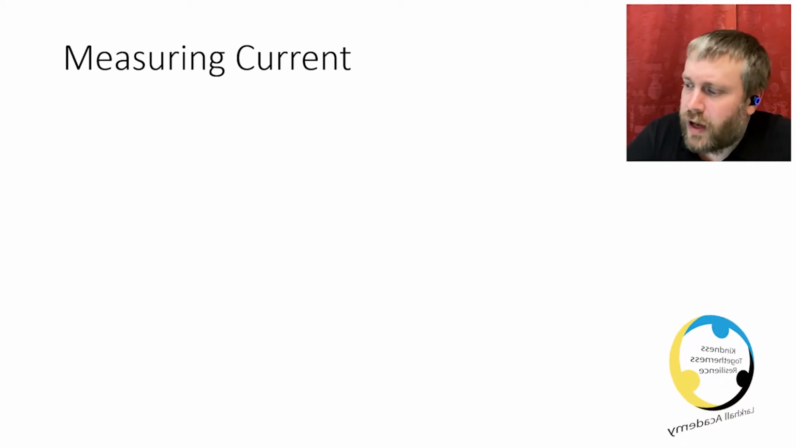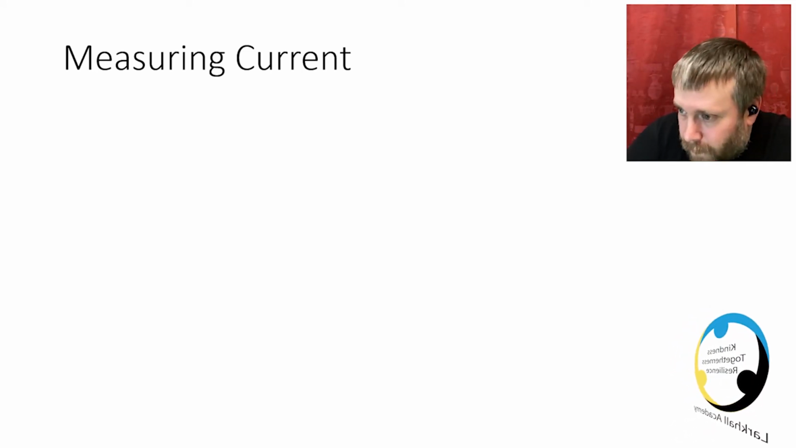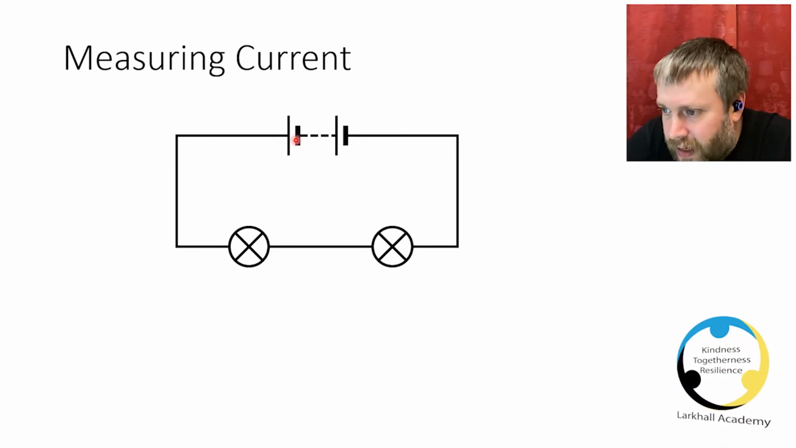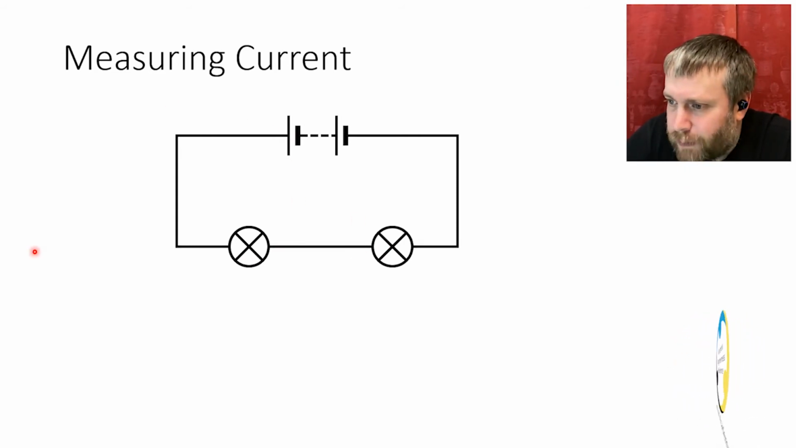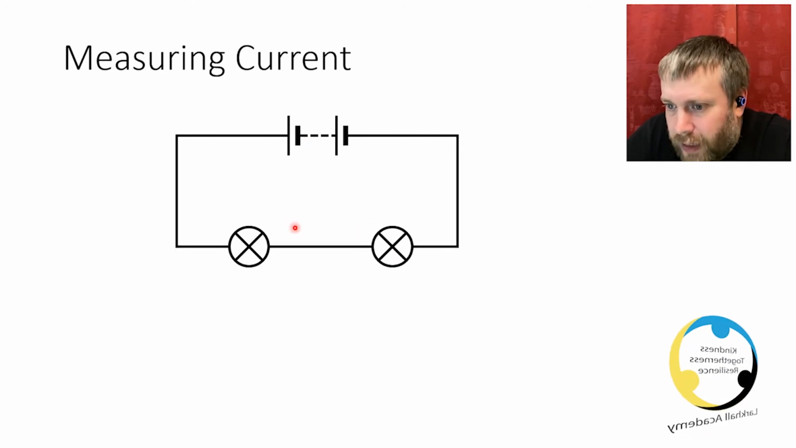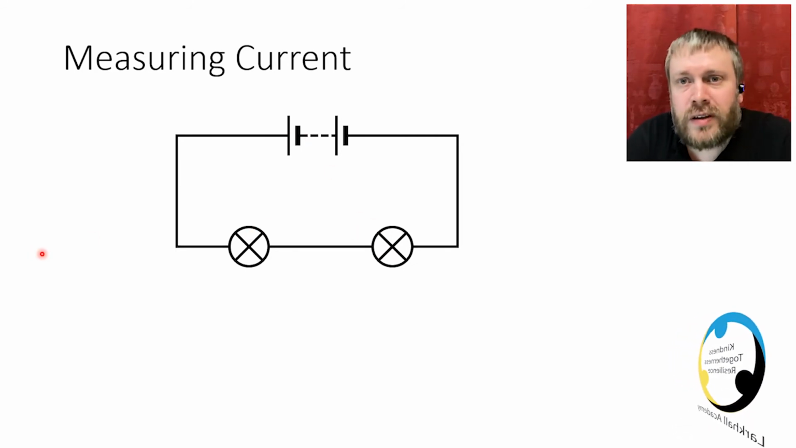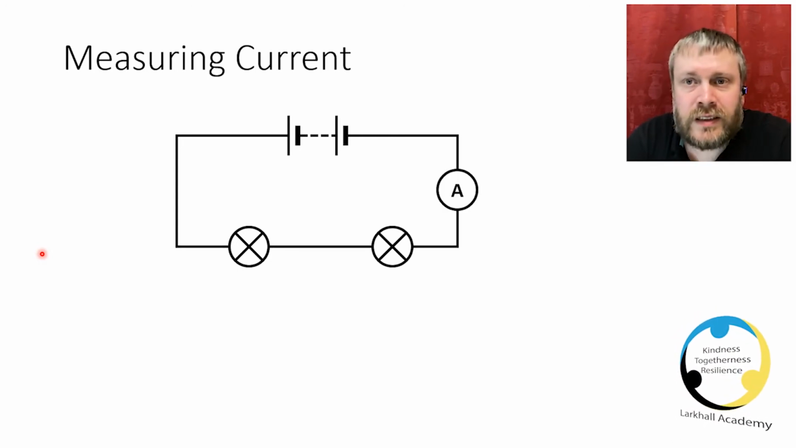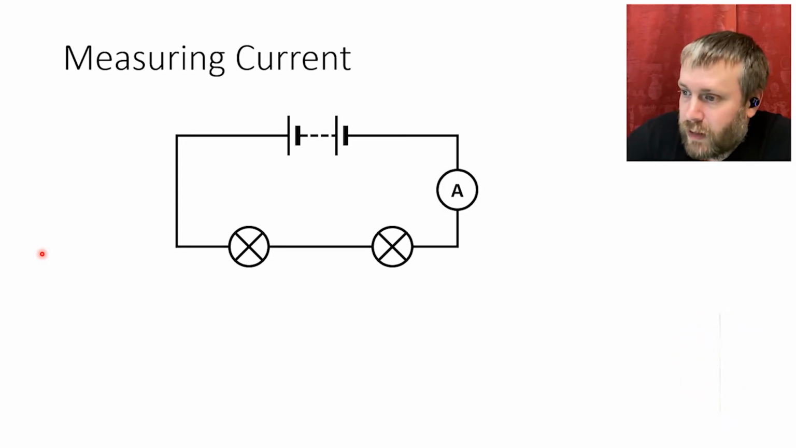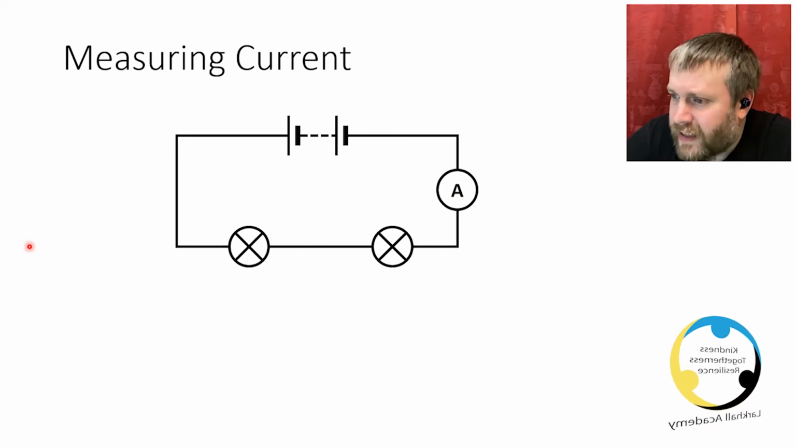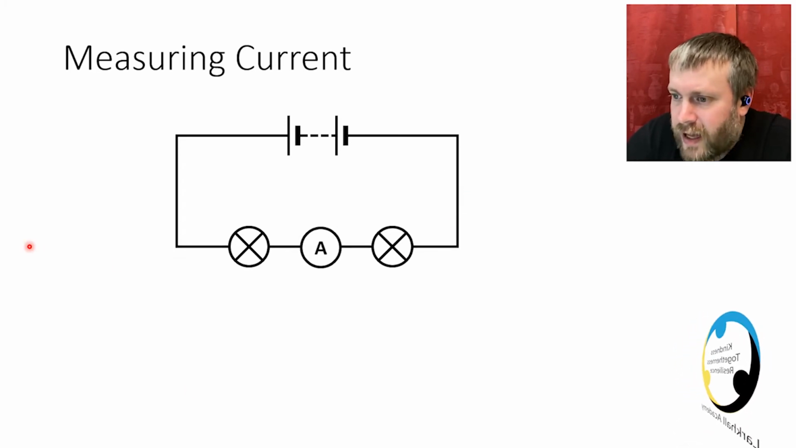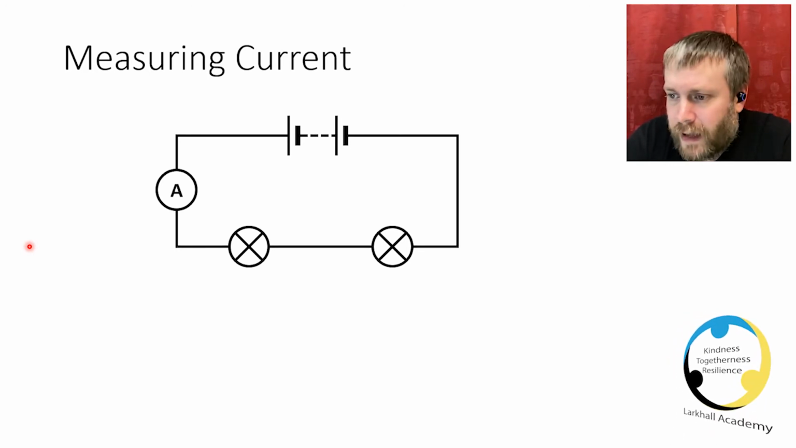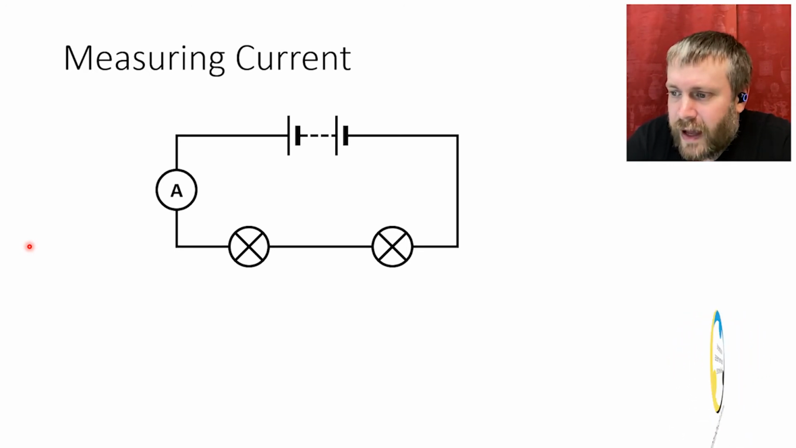So measuring current, how do we measure current? Well, here we've got a circuit. Again, we've got a battery here, and we've got two lamps. Okay, a nice simple circuit. So a battery and two lamps. If I want to measure the current in this circuit, all I need to do is put an ammeter in series with my components. So I add my ammeter in here. Now I can add it in there. I could also add it in here. I could add it in there. Doesn't matter where I add it in.